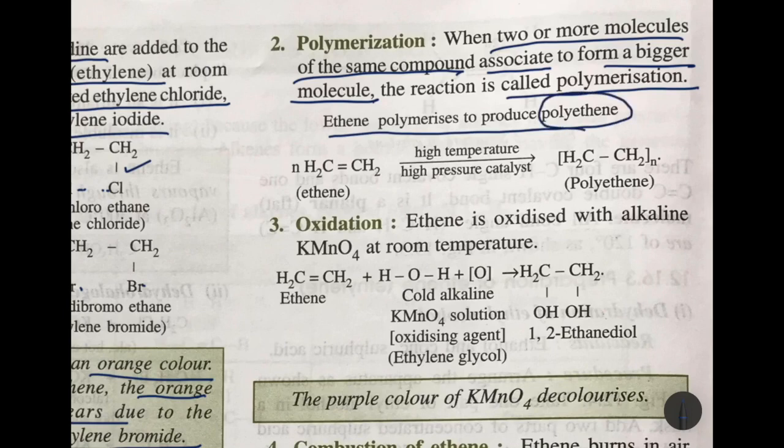So ethene, we don't know how many molecules of ethene, they come together at high temperature and high pressure, and they use catalysts. So polyethene is formed. That means the ethene molecules come together to form a bigger molecule of ethene, which is known as poly.